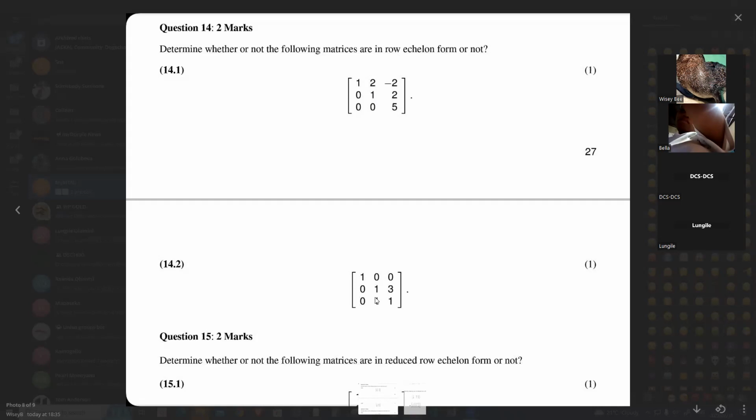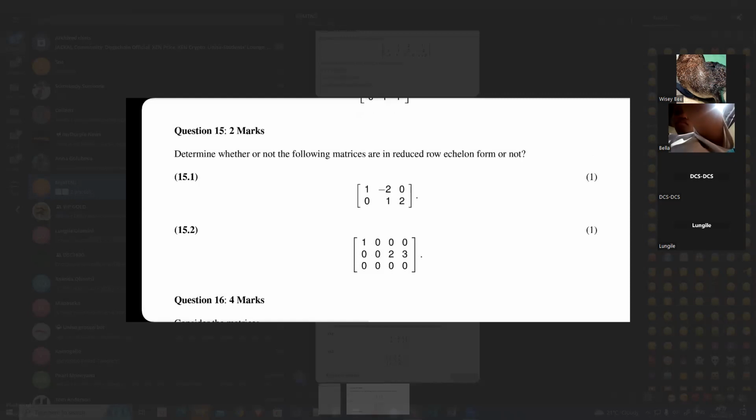And then this one, this was my first pivot point. There are zeros, good, I move on to the next. Is there a 0 below? No. So this one is not in row echelon form.